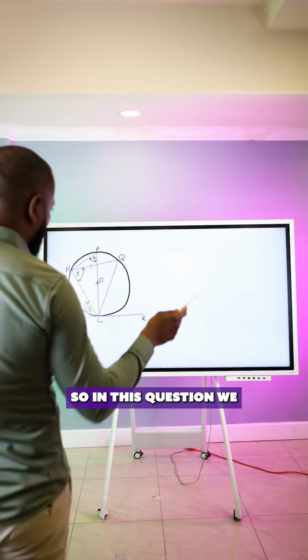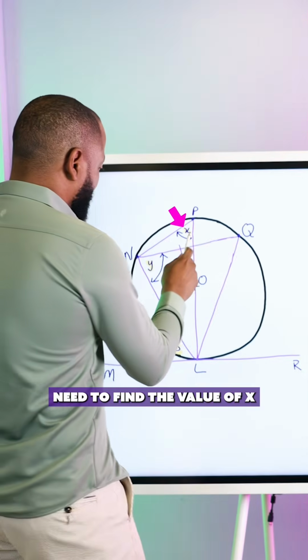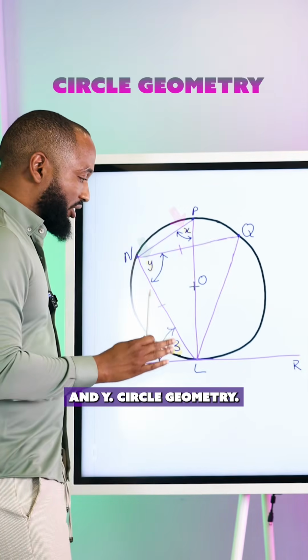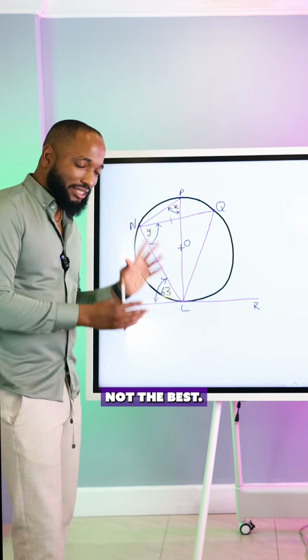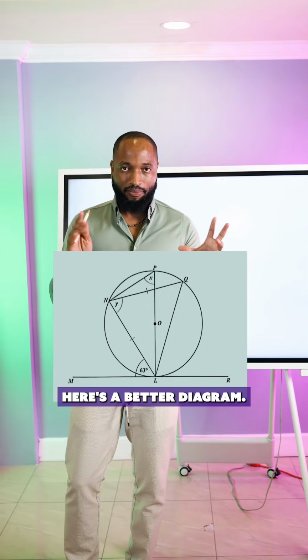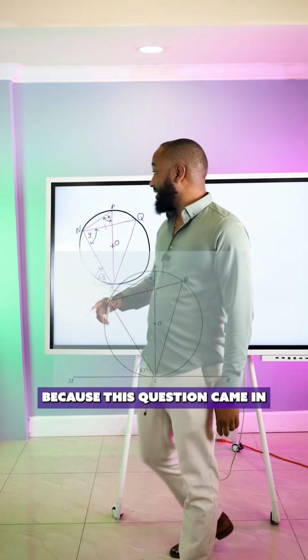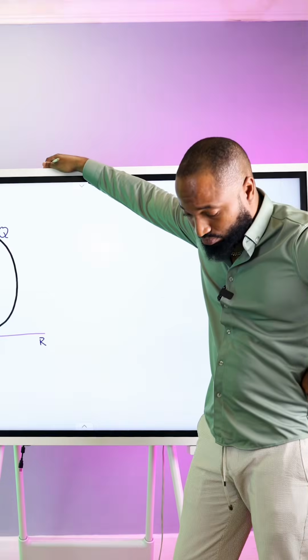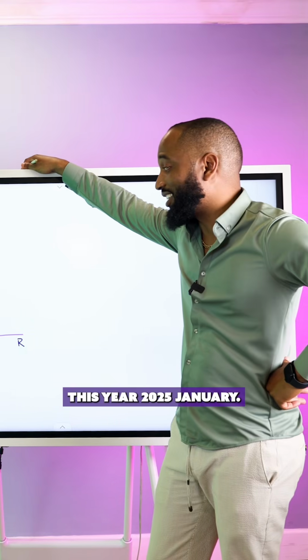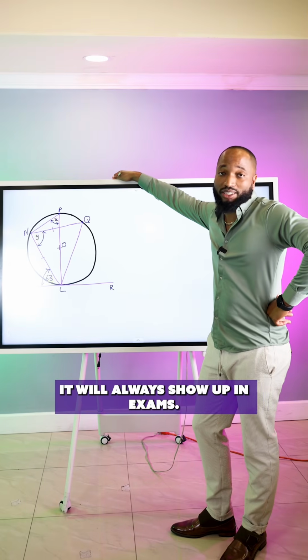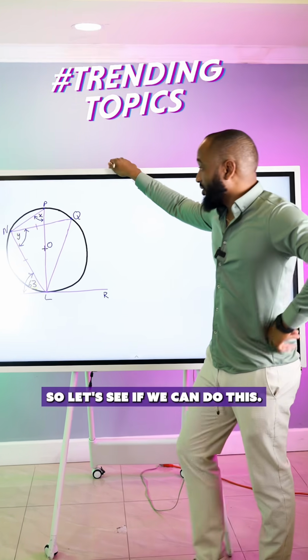So in this question, we need to find the value of x and y, circle geometry. So this is my diagram, not the best. Here's a better diagram. Pause the video and see if you can find the value of x and y. Because this question came in this year, 2025 January, it's a trend that it will always show up in the exams. So let's see if we can do this.